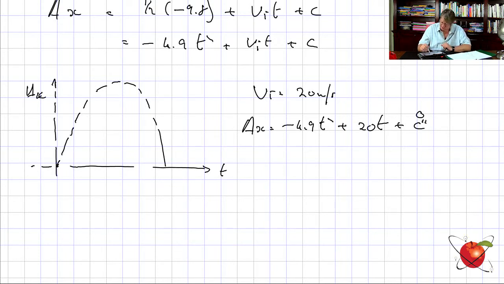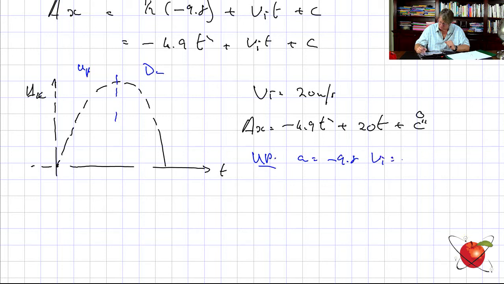Remember what I said. Let's take the upside, on the up and the down. We said, right, up, okay, acceleration minus 9.8, v initial equal to plus 20, and vf equals 0 at the top, remember? Those are what we put in straight away.